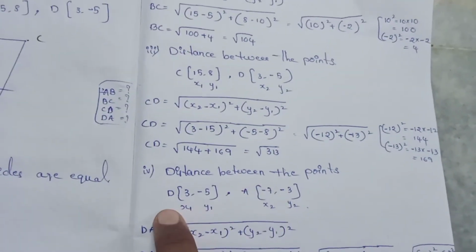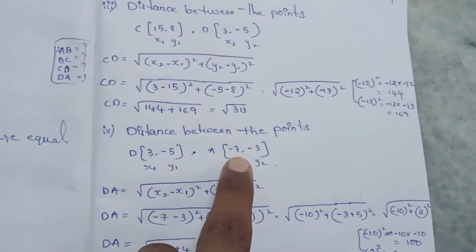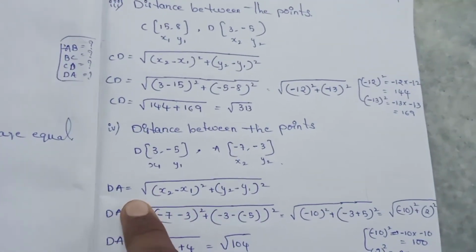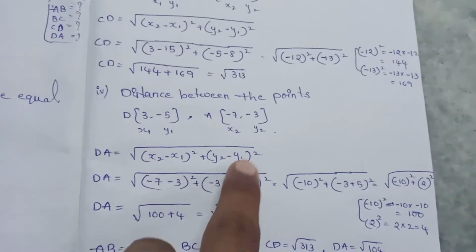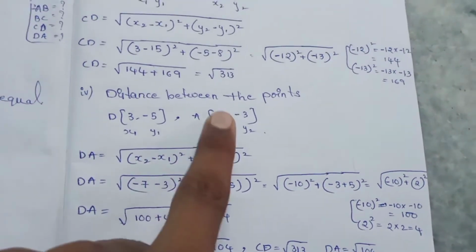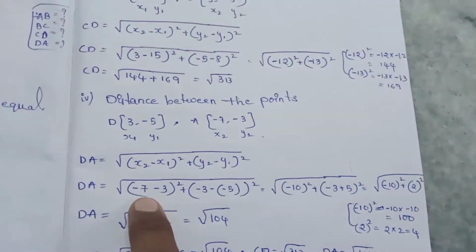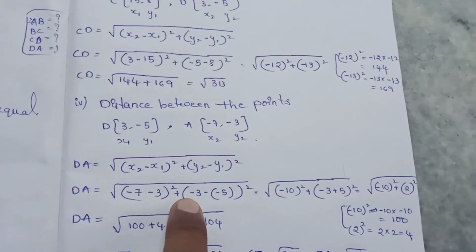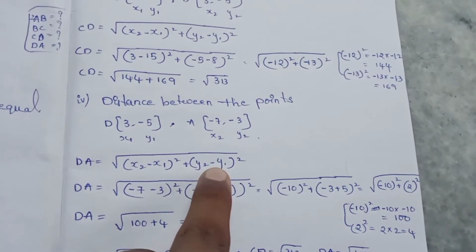Now next we have to find out the distance of DA, the distance between the points. D is 3 comma minus 5. A is minus 7 comma minus 3. Same x1, y1, x2, y2. Now DA is equal to root of (x2 minus x1) whole square plus (y2 minus y1) whole square. For all, same formula. DA is equal to x2 minus x1. What is x2 here? Minus 7. x1 is 3. Minus is there here. Minus 7 minus 3 whole square plus y2 is minus 3, minus y1 is minus 5.